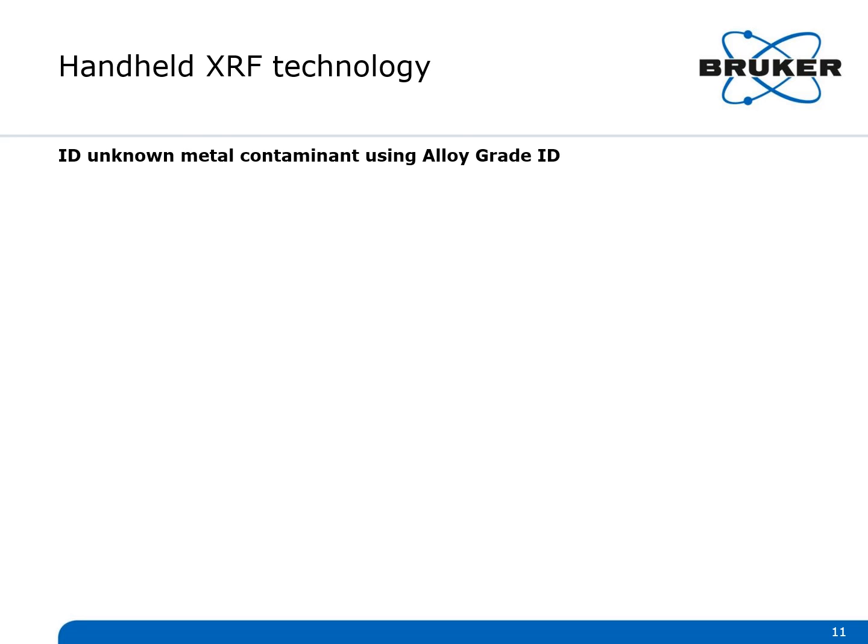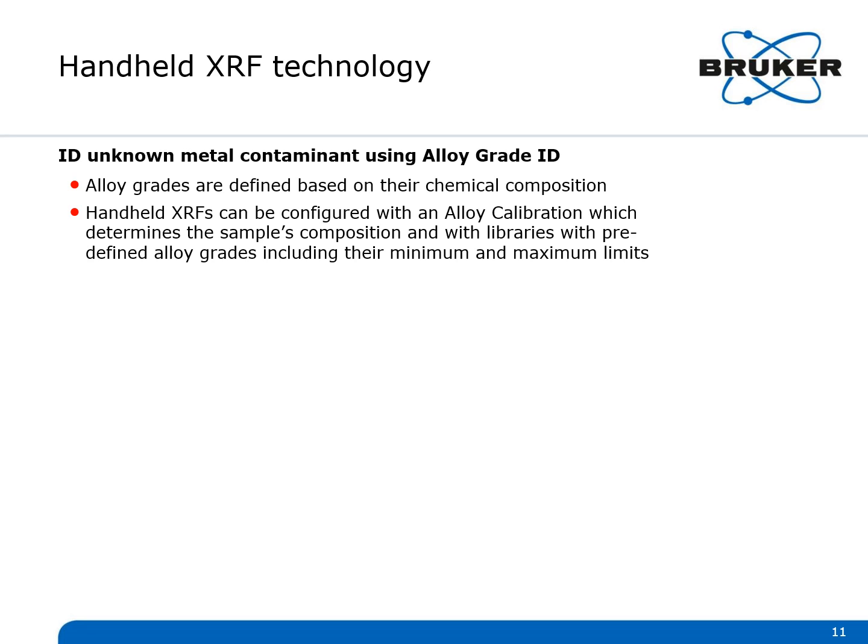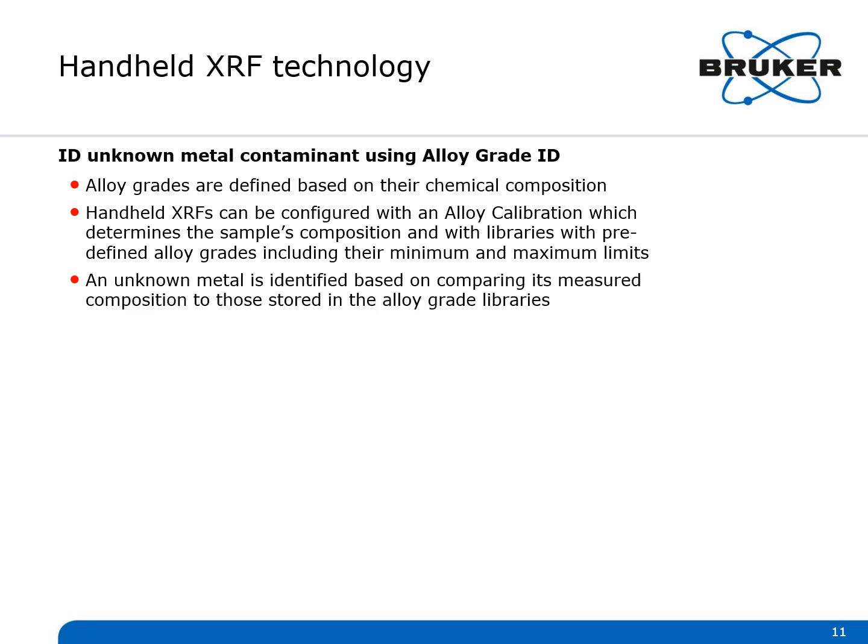How does the XRF identify a metal contaminant's alloy grade? Alloy grades are defined based on their chemical composition, essentially which elements they contain and at what concentrations. Handheld XRFs can be configured with an alloy calibration, which determines the sample's composition and has libraries with predefined alloy grades, including their minimum and maximum limits.